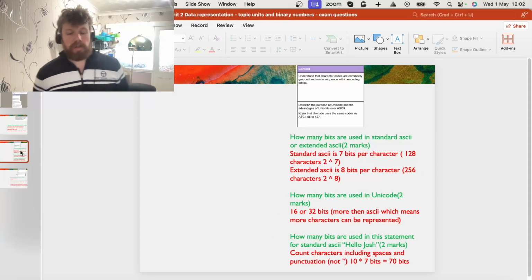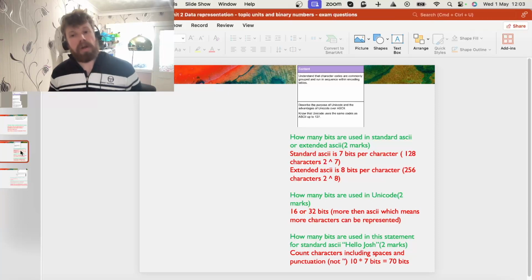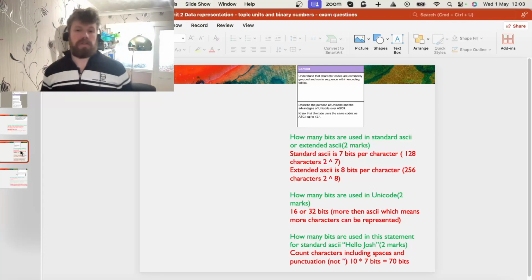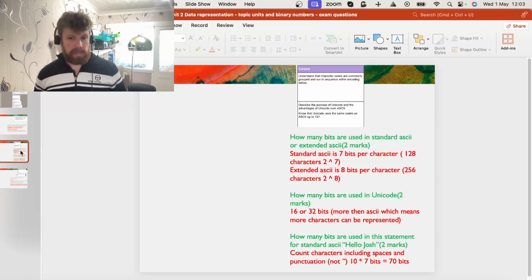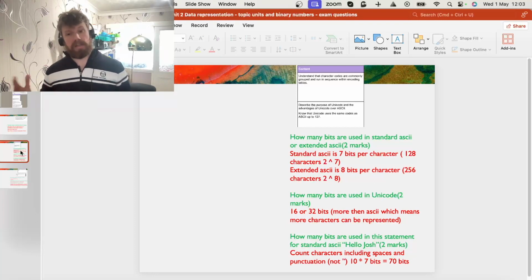We also have to have a look at how many bits are in standard and extended ASCII. Extended ASCII is relevant for OCR and Cambridge International. AQA, you only need to know standard ASCII. So standard ASCII is 7 bits per character, which allows for 128 characters. The way that we work that out is we do 2 to the power 7, and this gives us 128. So 2 times 2 times 2, 7 times. Extended ASCII is 8 bits per character, so this allows for 256 characters, which is 2 to the power 8.